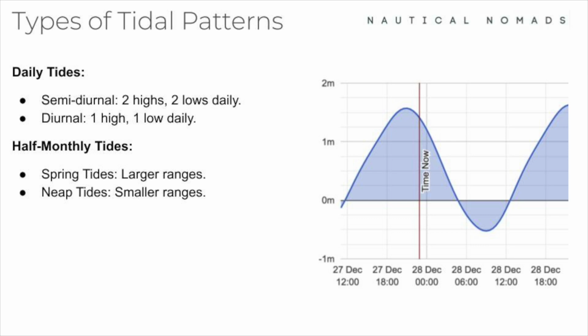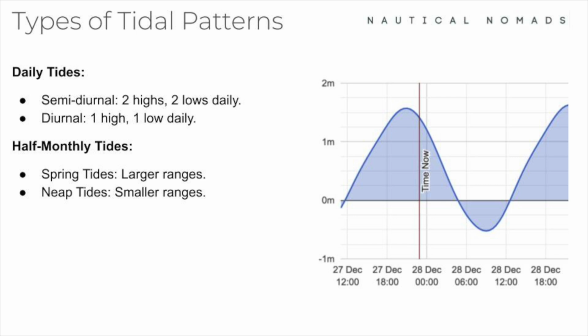Types of tidal patterns. Let's look at the different tidal patterns. Depending on where you are in the world, the tides may behave differently. Daily tides. Most places experience a semi-diurnal tidal pattern. This means 2 high tides and 2 low tides each day. For example, if you're sailing off the UK coast, you'll see this predictable pattern almost every day.